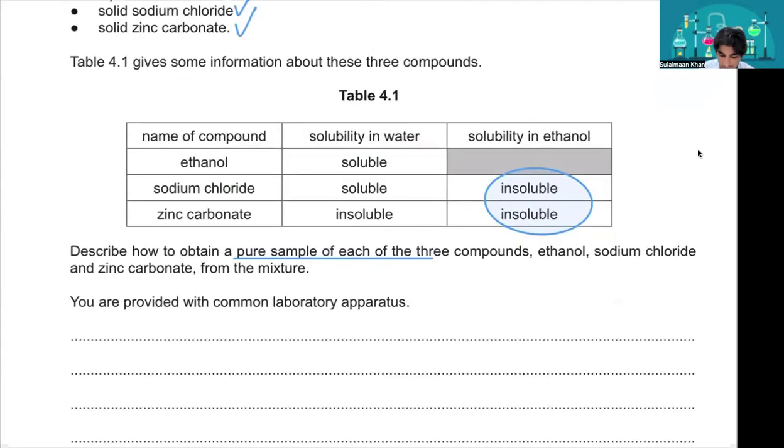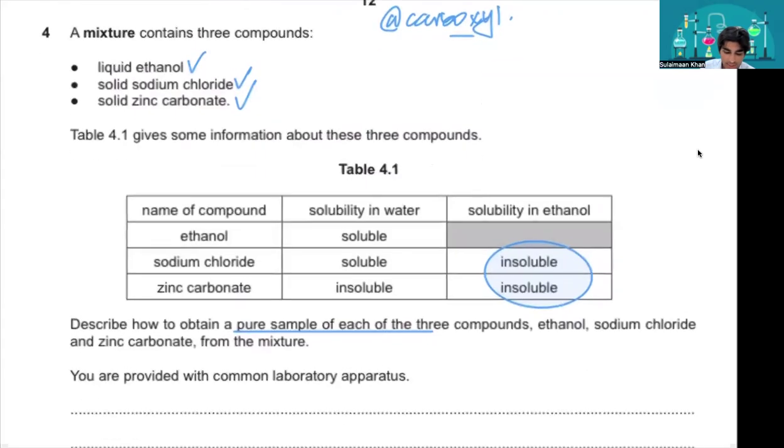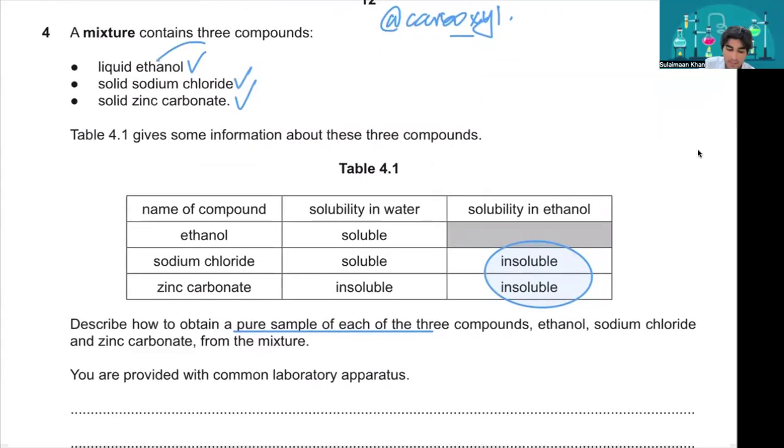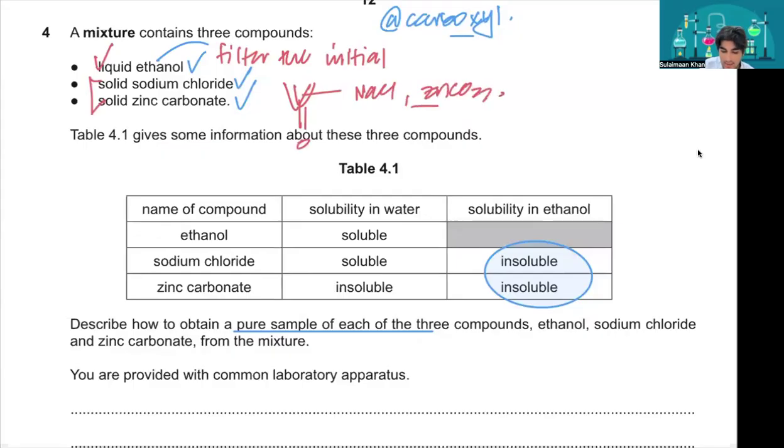Yeah. So what's the first thing I could do to separate them? First of all, just filter it out. Filter the initial mixture. If I filter the initial mixture, I'm going to get ethanol, because it's liquid and these two are solids. So I'm just going to get these two solids as the residue. So sodium chloride and zinc carbonate is going to be obtained as a residue, and the filtrate is going to be ethanol.